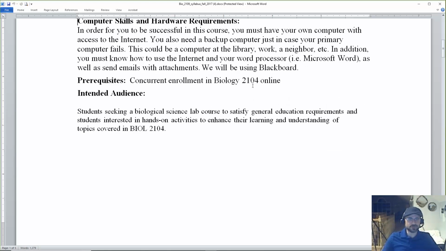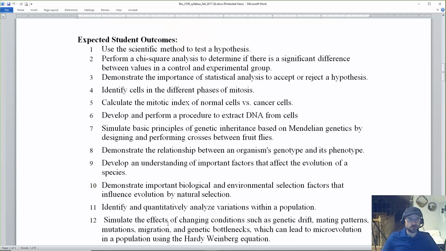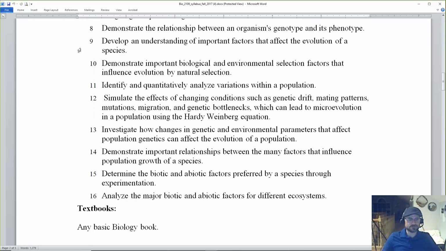Theoretically, you're supposed to be in Biology 2104, but I don't really care if you are. You're more than welcome to take this if you are not. So this is a non-majors class. It counts as your lab course. So here are all of the expected outcomes that you're going to do. I'm not going to go through and read all of these for you.